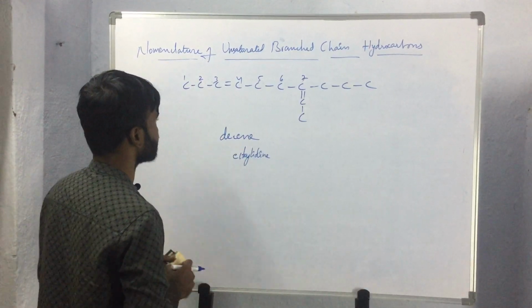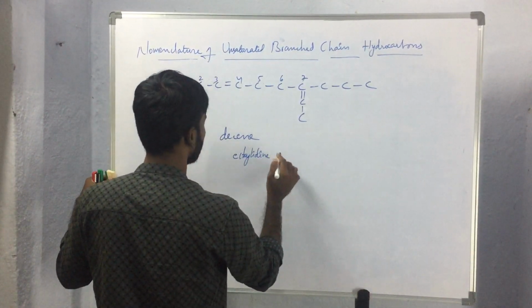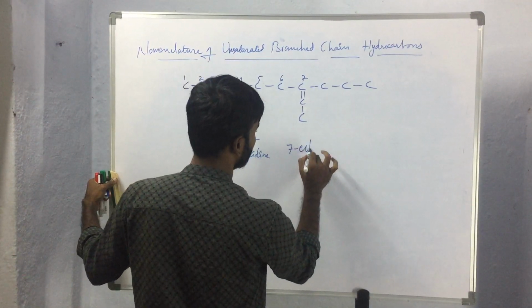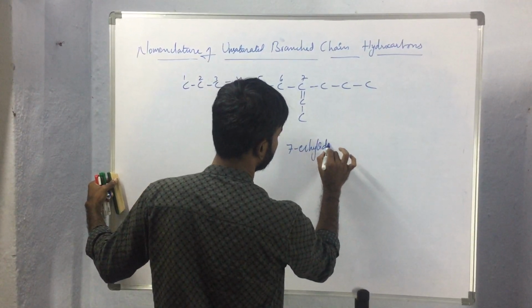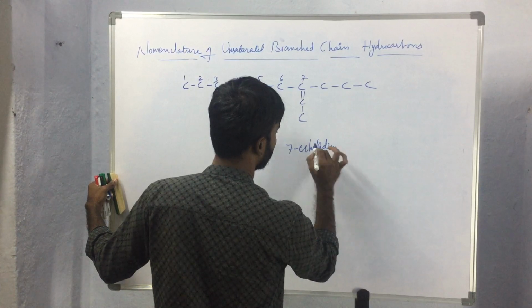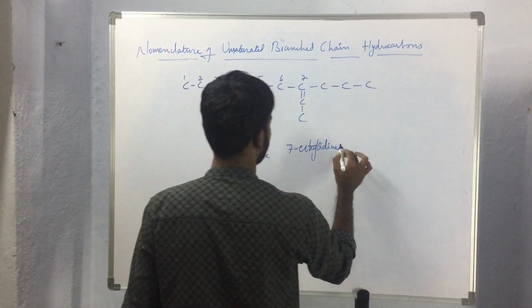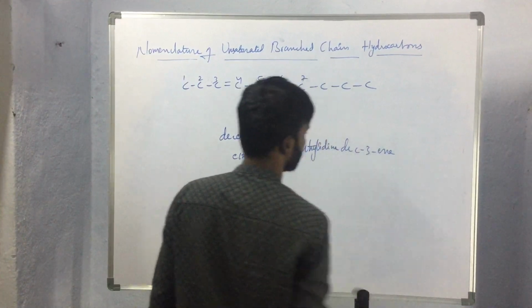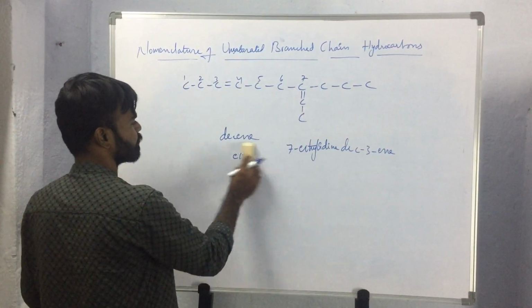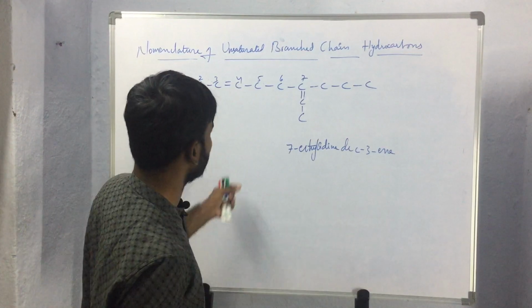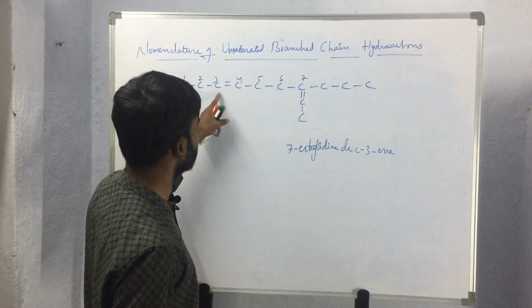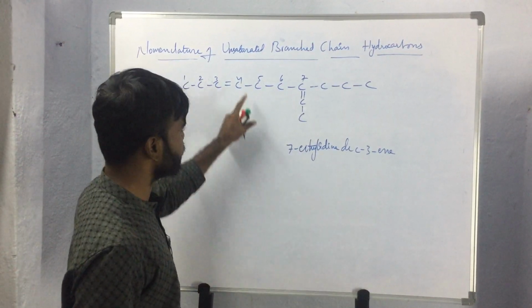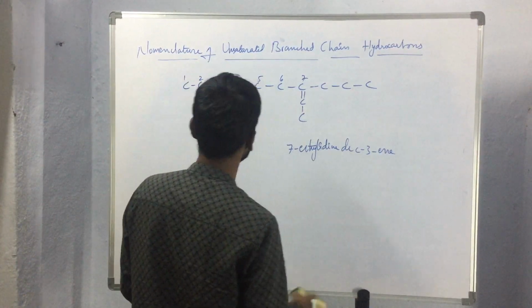So by combining these we will be getting the name of the compound as 7-ethylidene dec-3-ene. The name of the compound will be 7-ethylidene dec-3-ene. So like this we will be giving the name to the compound.